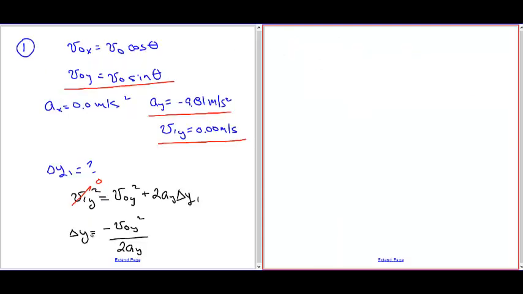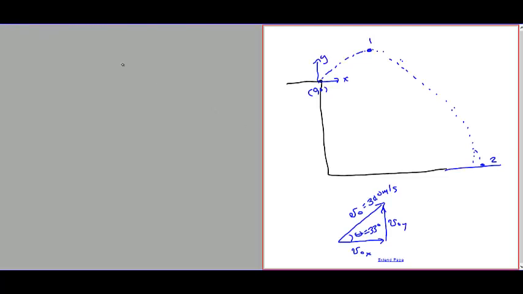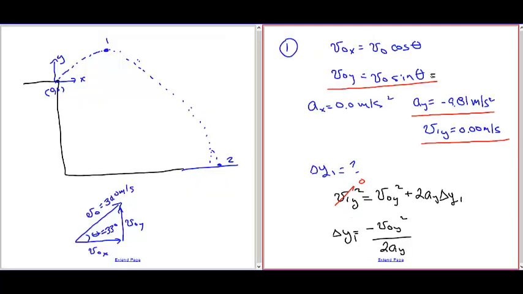Delta y1. So delta y1, plug in our numbers, v0y, well, we have to calculate that, so I haven't done that yet. So let's see, v sub 0 is given as 30 meters per second.